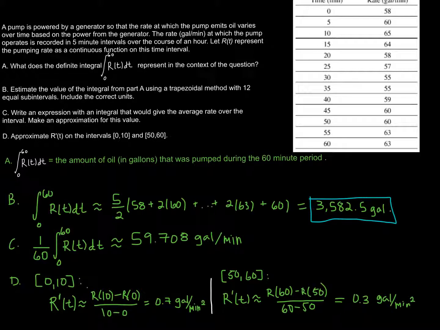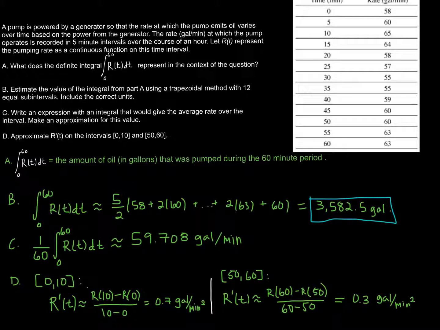All right, next I'm going to write an expression with an integral that would give the average rate over the interval. And so I remember the average value of a function is 1 over b minus a times the integral from a to b of that particular function. And since the function I want to find the average of is the rate function, this will be 1 over 60 times the integral from 0 to 60 of r of t dt. Now, I've already approximated the value of this integral. So I'm going to be using my answer from part B here to make this a lot easier.